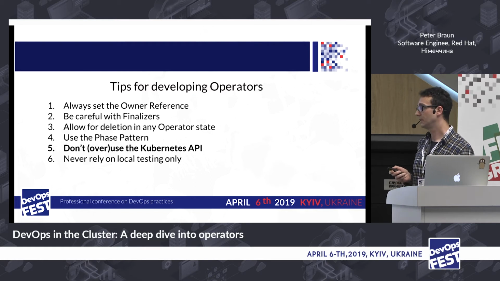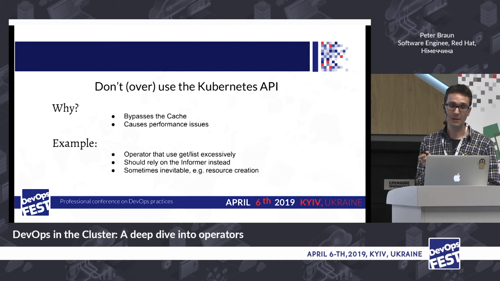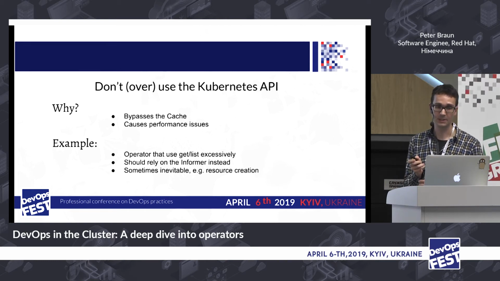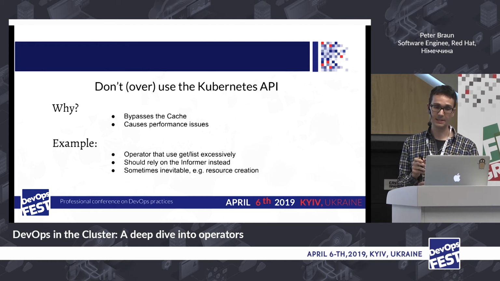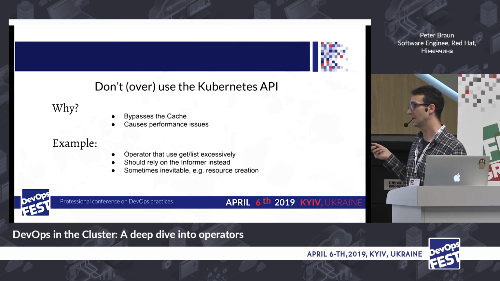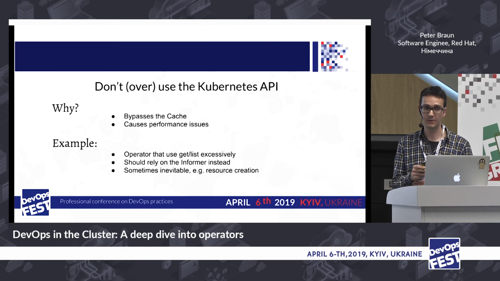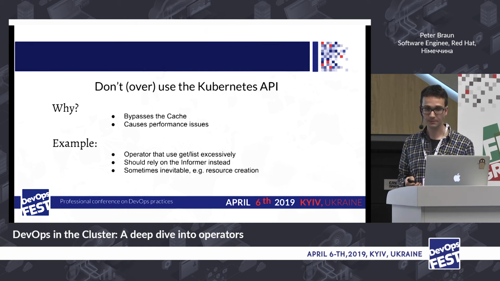Next one is don't overuse the Kubernetes API. Why? Because it bypasses the cache and can cause performance issues. It happens with operators that use get and list excessively. They should rely on their informers to inform them about resources that have to be processed. Sometimes there is no way around that. For example, if you want to create resources or update resources, you have to use the Kubernetes API. Just don't use get or list if you don't have to.